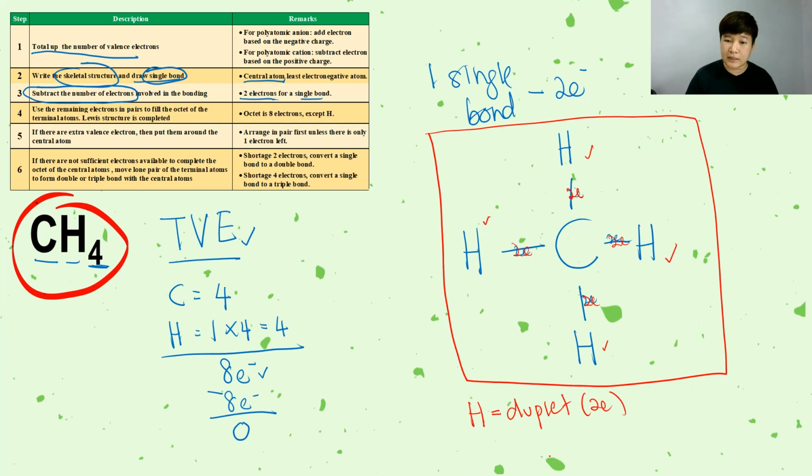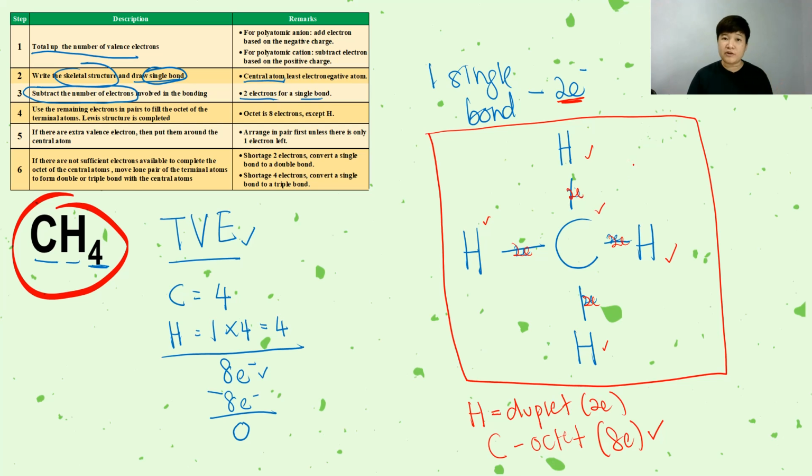And if you look at the carbon, carbon needs to achieve octet over here. Octet means 8 electrons around carbon. And if you look at the carbon, it is surrounded by 4 single bonds, and every single bond is 2 electrons. 2, 2, 2, 2. Total 8 electrons around the carbon. Therefore, carbon achieves octet.